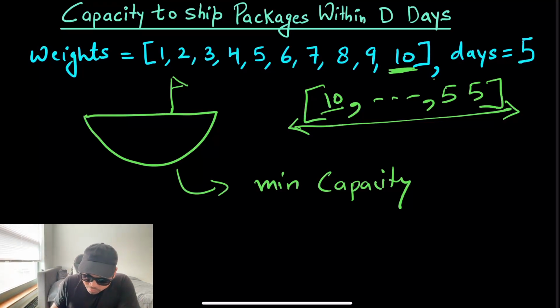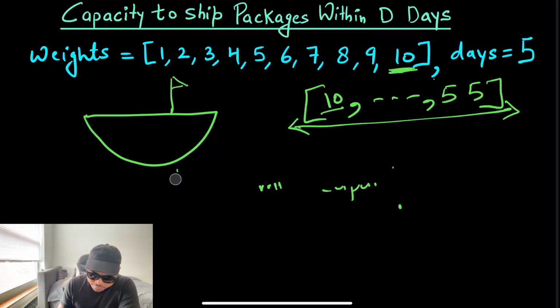So tell me, now we need to choose the minimum capacity in this range. So maybe how about we just run a linear search on this. So what I'll do is I'll just have a for loop.